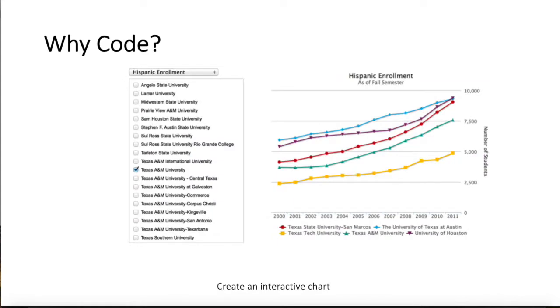Another reason to be able to learn how to code is it is really the basis for making things interactive, and sometimes you want to make things like an interactive chart or a graph for a site, and there are many ways that coding can help in that endeavor.